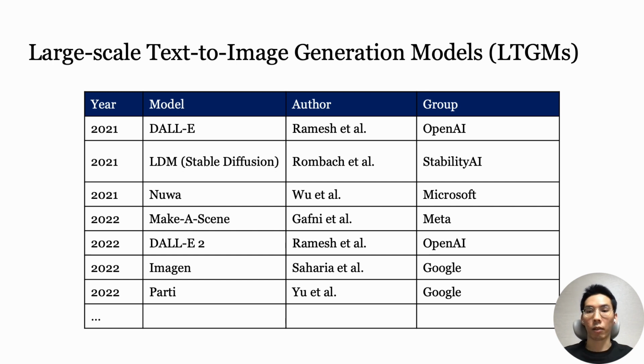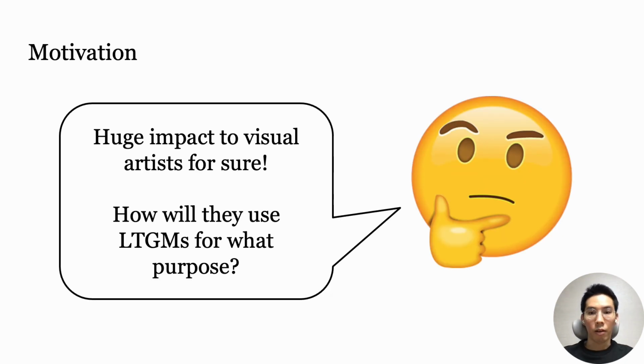Most of them were developed by big tech companies like Google, Meta, and Microsoft. We thought LTGMs can have a massive impact on visual artists who use visual idioms for their creative works. Here, one question came to us. How will they use LTGMs, and for what purpose? Although the models look super cool, there should be a target task and a role for these models. Therefore, this work is about the answer to this question.